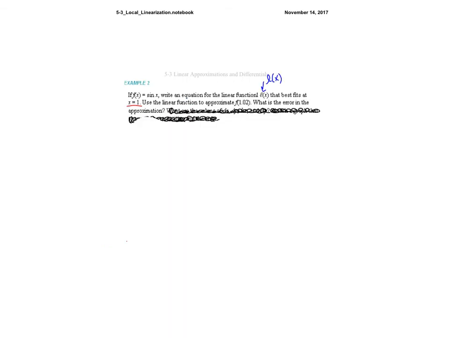All right, so we have another one. Let's go over it real fast. For the function sin x, write an equation for a linear function that best fits x equals 1. Use the linear function to approximate f of 1.02. What is the error in approximation? Oh, in the previous one we didn't even talk about the error of approximation. We'll do that here.